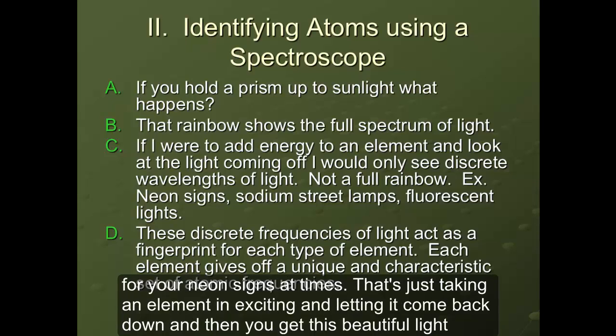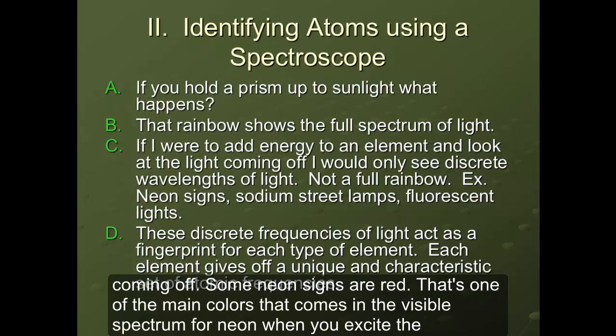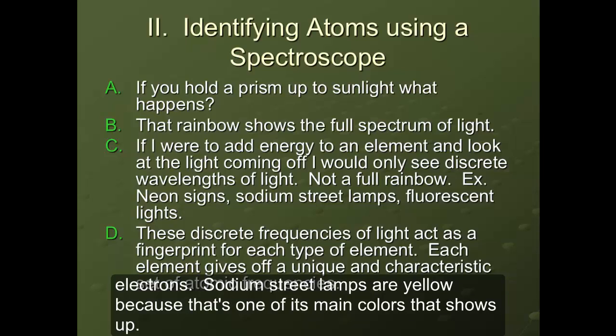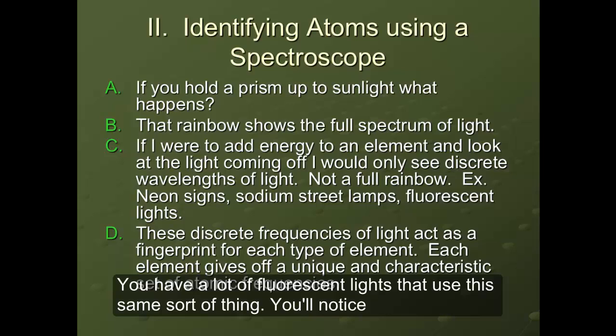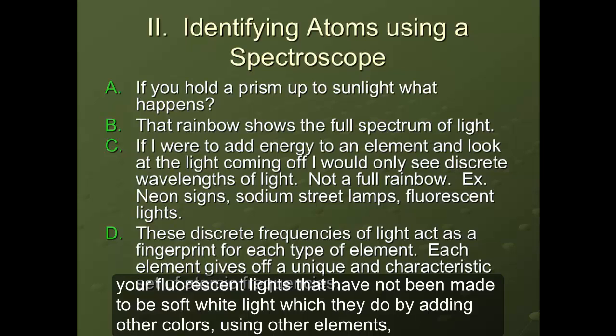That's just taking an element and exciting it and letting it come back down, and then you get this beautiful light coming off. So neon signs are red. That's one of the main colors that comes in the visible spectrum for neon when you excite the electrons. Sodium street lamps are yellow because that's one of its main colors that shows up. And you have a lot of fluorescent lights that use this same sort of thing. You'll notice your fluorescent lights that have not been made to be soft white light, which they do by adding other colors using other elements.